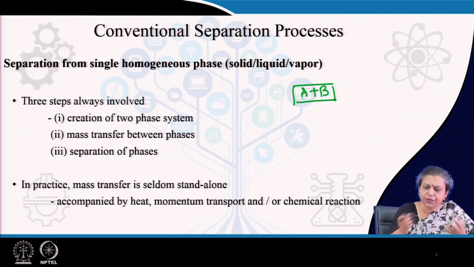So, the two phases come in contact and then they are kept in contact for a sufficient time such that mass transfer occurs between the two phases, and then subsequently the two phases are separated. So, in these processes which we will be specifically dealing with in this particular module, they are the separation processes to separate components from a single homogeneous phase.